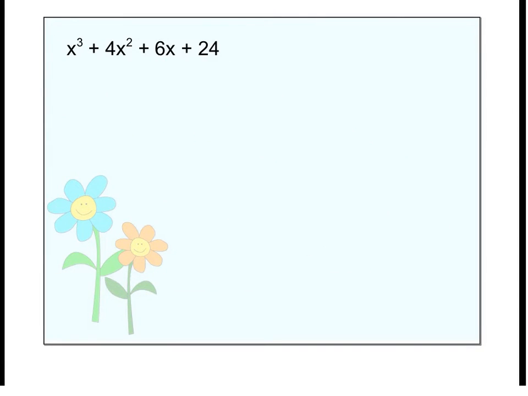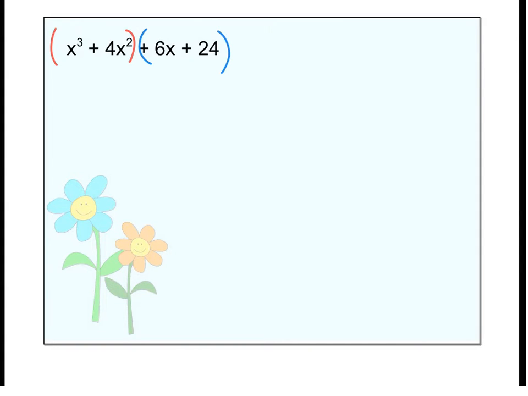Alright, looking at our third example, it might be a good idea to pause the video and then watch me go through it so you can try the steps on your own and see how they're going. So group the first 2, group the last 2.